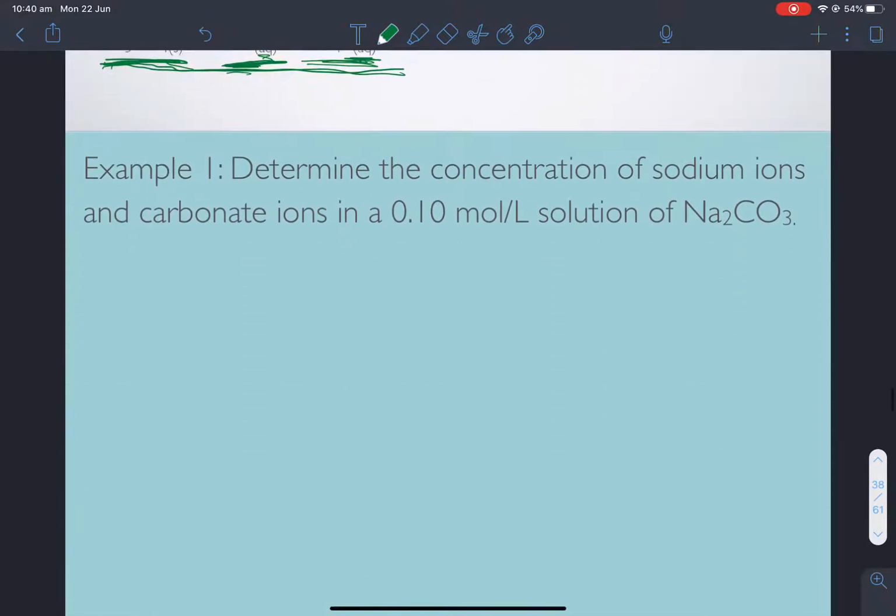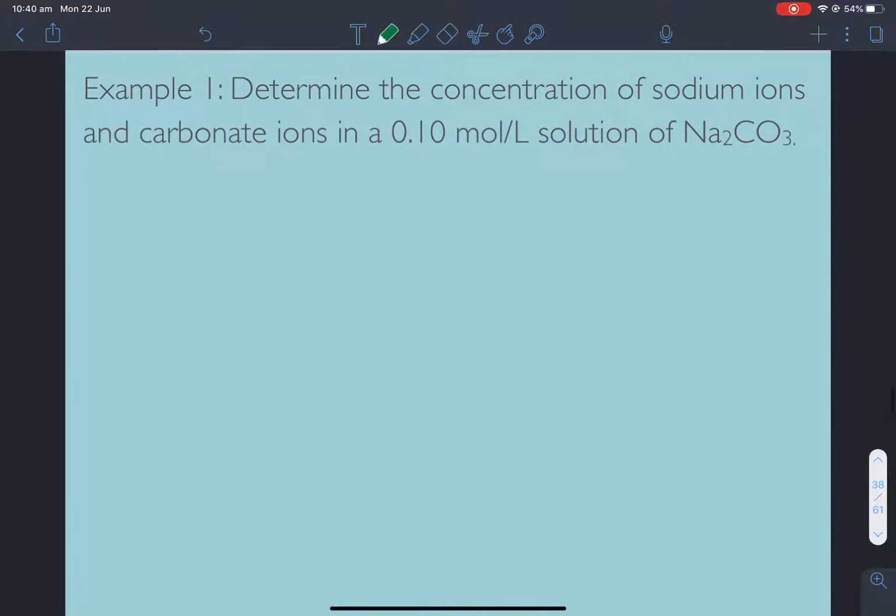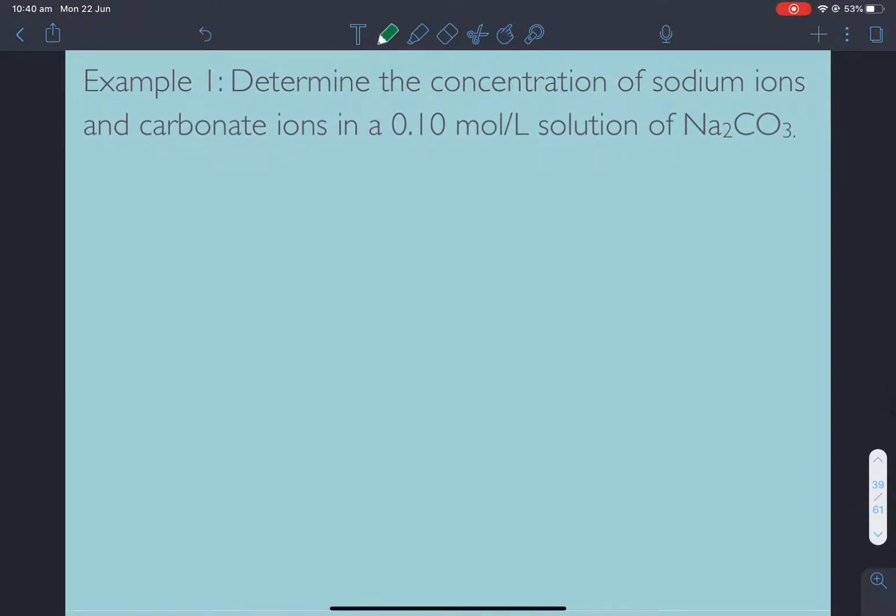Okay, let's do a problem. Determine the concentration of sodium ions and carbonate ions in a 0.1 mole per liter solution of sodium carbonate. What we're going to start with first is a sodium carbonate dissolution reaction. Na2CO3. And let's pretend we're dissolving it. We're going to get 2 sodium ions, aqueous, and the 1 carbonate ion.